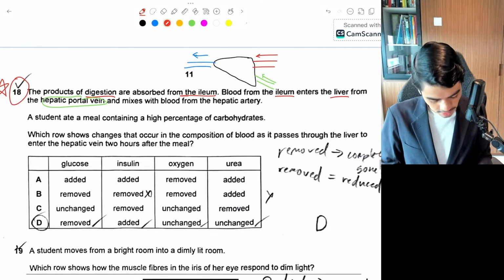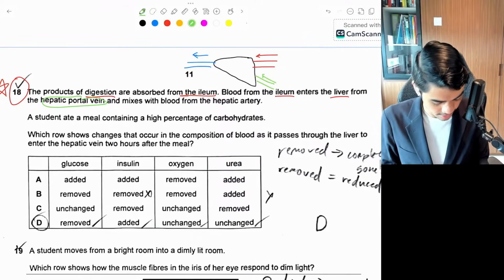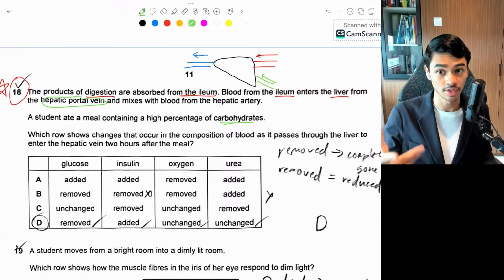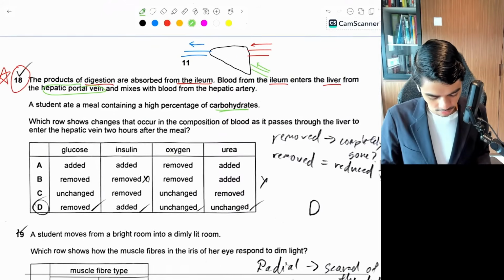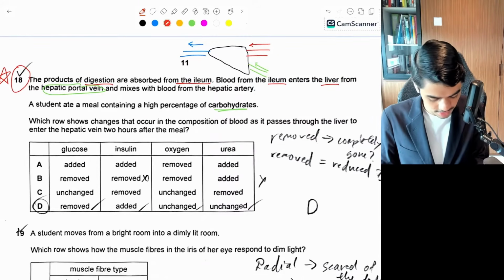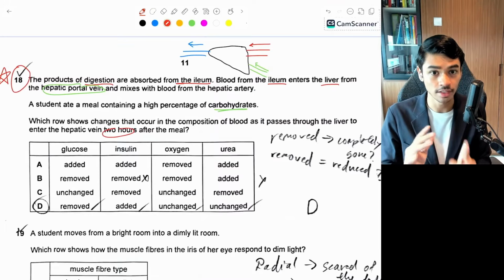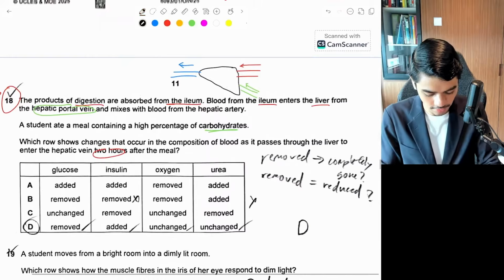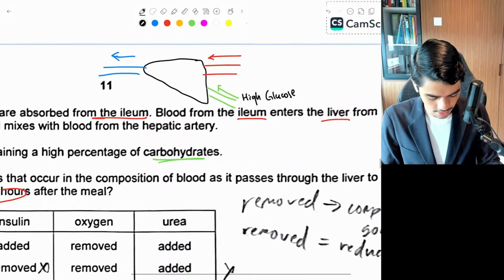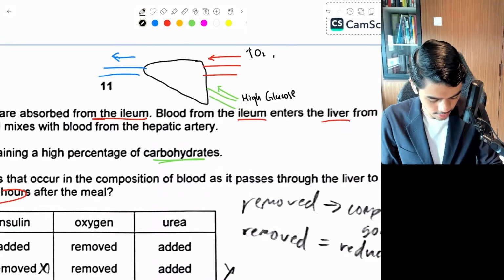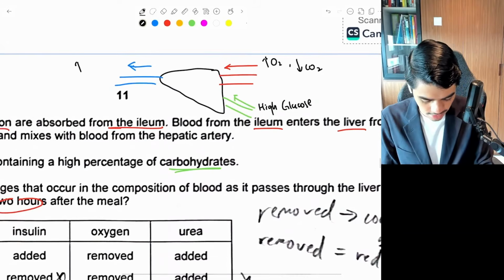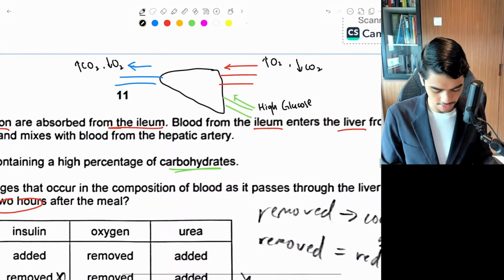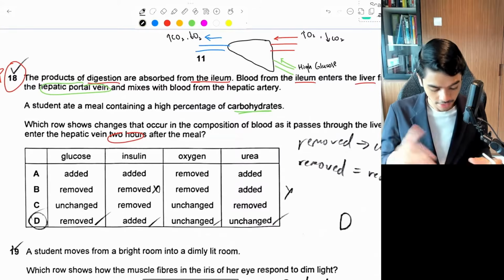So now, if you eat a lot of carbohydrates, we can expect a lot of glucose to be in this green hepatic portal vein. Then how will the composition of blood change? This is 2 hours after the meal, so it's quite near to the meal. I expect a lot of glucose will be here. So I'm going to write here high glucose. This one has high oxygen, low CO2. This one has high CO2, lower oxygen. Okay, good. So 2 hours after the meal, high glucose enters the liver.